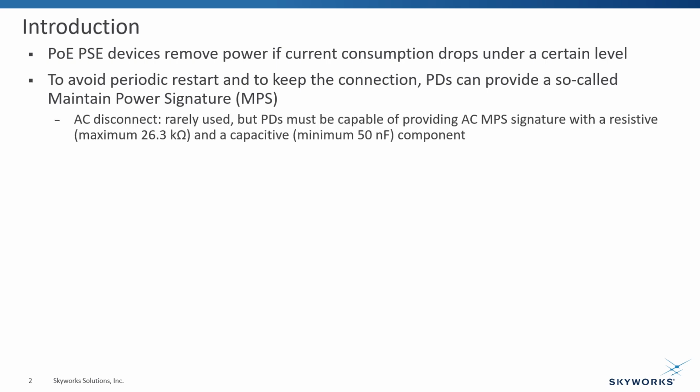For the AC component of the signature, the PSE probes the port with a signal that has a frequency of 500 kHz maximum. In this case, the PD device shall present a valid AC MPS signature, which must be maximum 26.3 kΩ. For the DC component of the signature, the PD device has to provide current pulses at certain time intervals to show the PSE that it is still connected. It allows PDs to minimize their power consumption as no constant current draw is required. The limits vary between standards and therefore between PSE and PD types as well, so it is highly recommended to always design DC MPS with some margin.